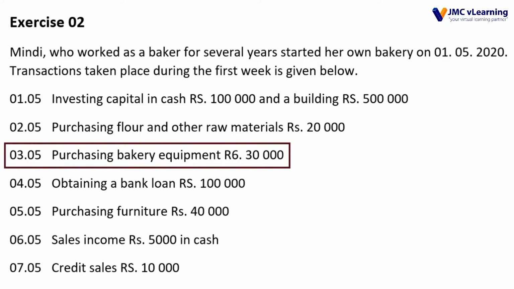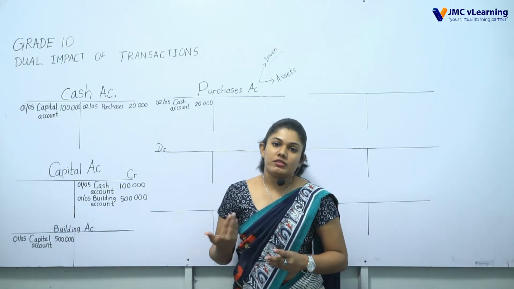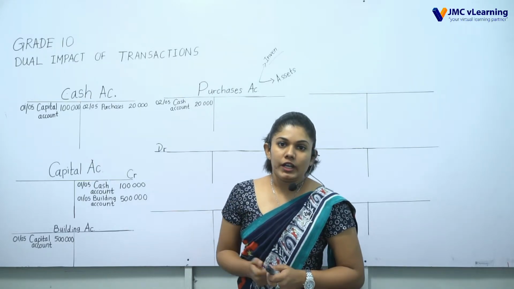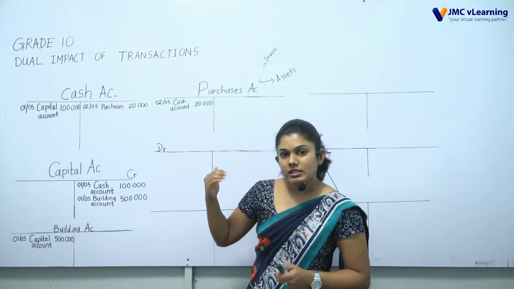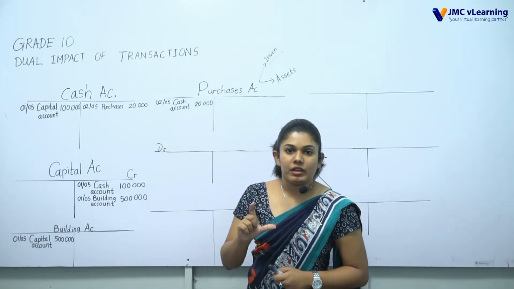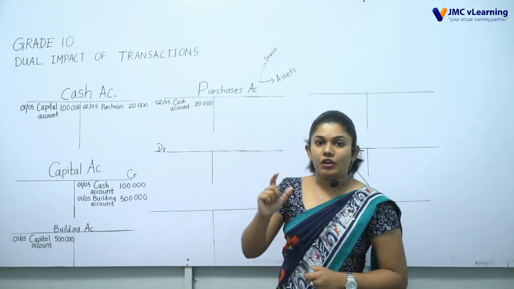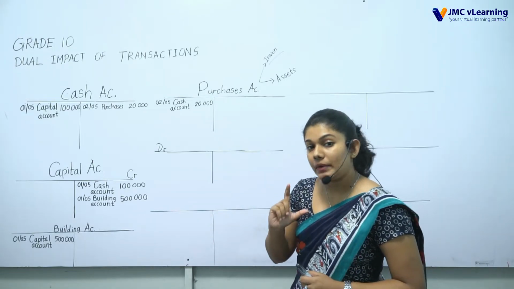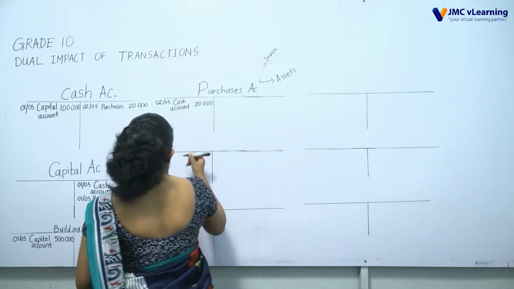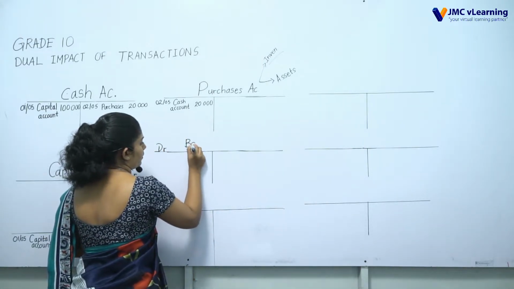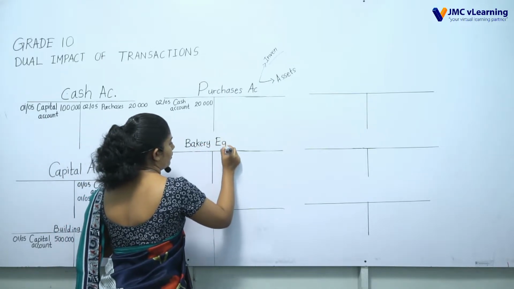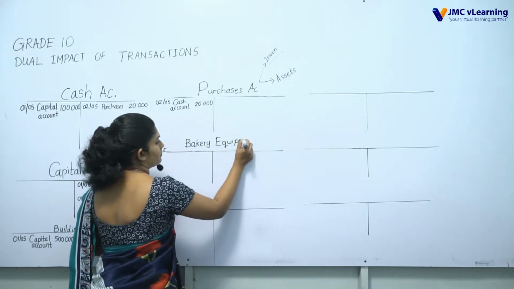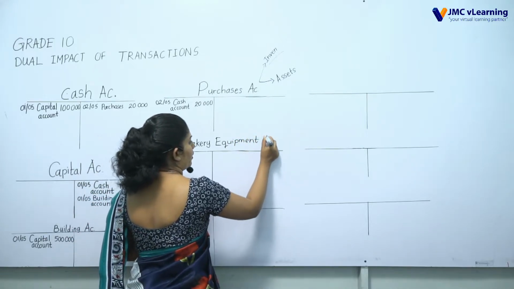Next transaction, purchasing bakery equipment 30,000. Bakery equipment to be used in the bakery to produce. Therefore, it's an asset. So, we purchase bakery equipment spending cash, and bakery equipment is a separate asset. Therefore, we have to open another separate account for bakery equipment. Bakery equipment account.